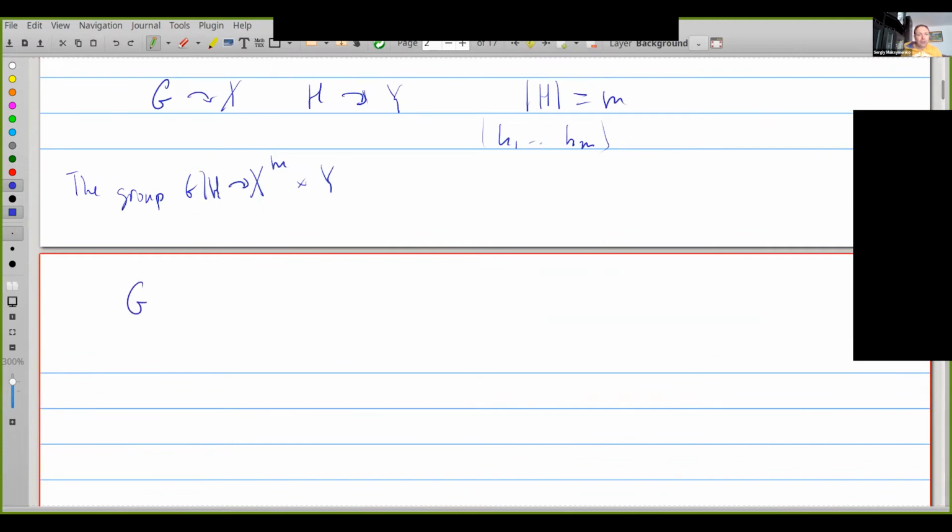So what is G wreath H? By definition, it is the set of maps from H to G.